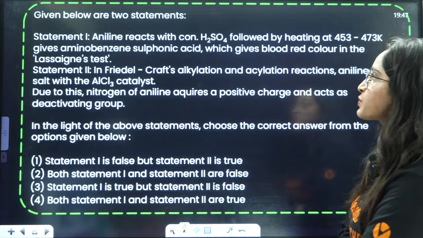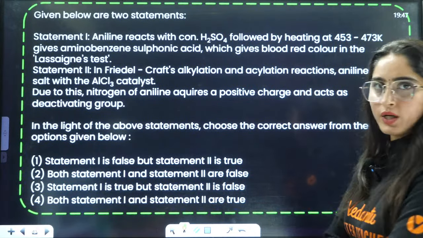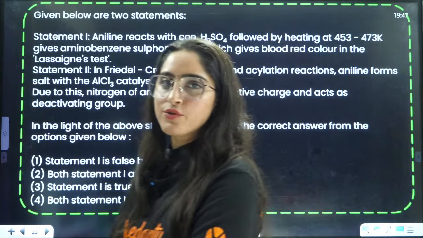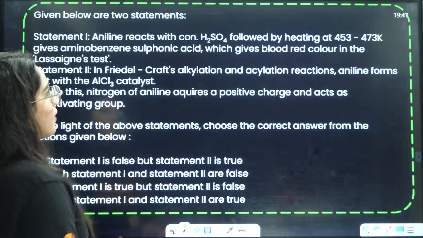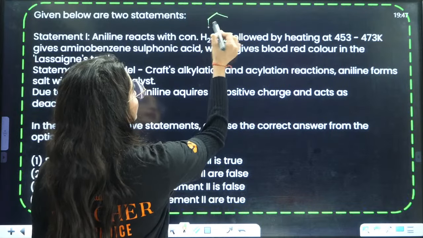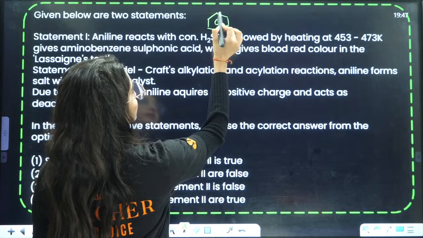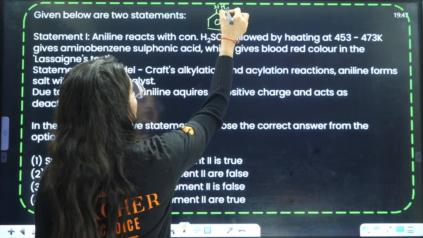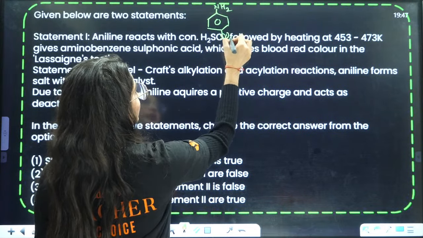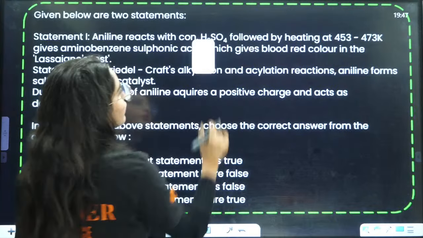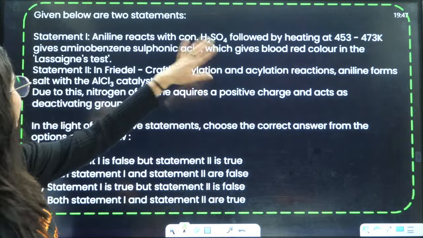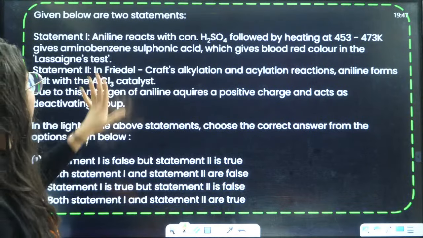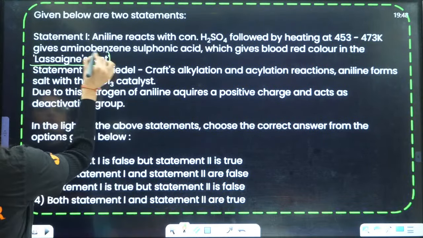Aniline reacts with concentrated H2SO4. Can you tell me what was formed when aniline reacts with concentrated H2SO4? When aniline reacted with H2SO4, this is a base, it reacts with an acid, it formed NH2 and SO3H. This thing was formed, okay? Followed by heating, this gives ammonium benzene sulfonic, which gives blood red color in Lassaigne's test.